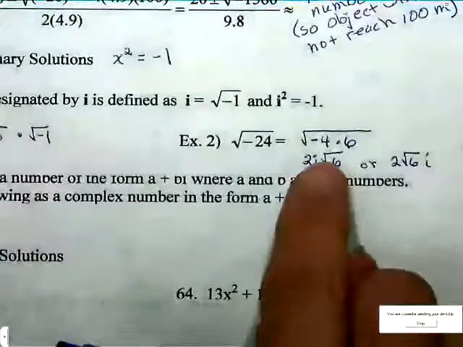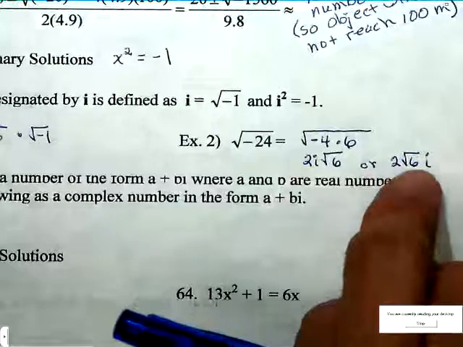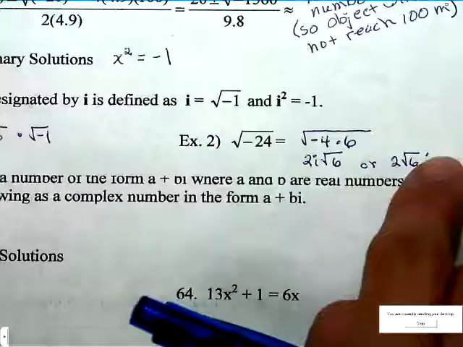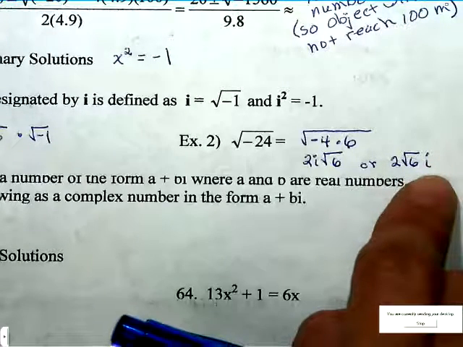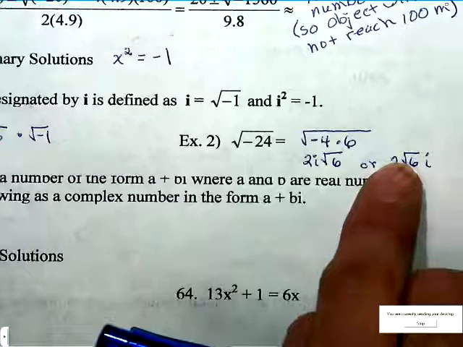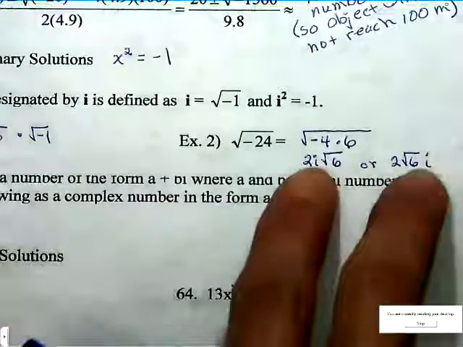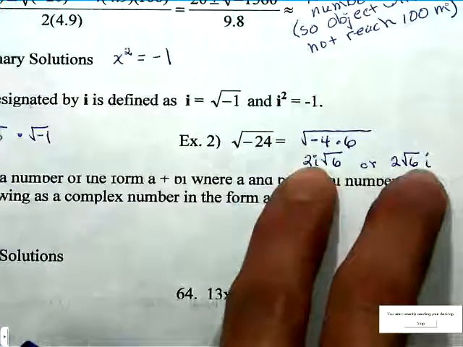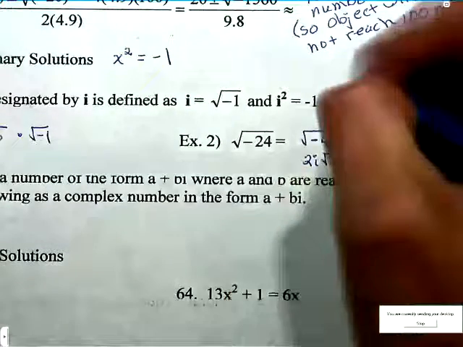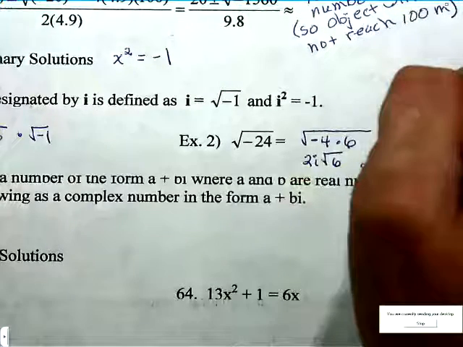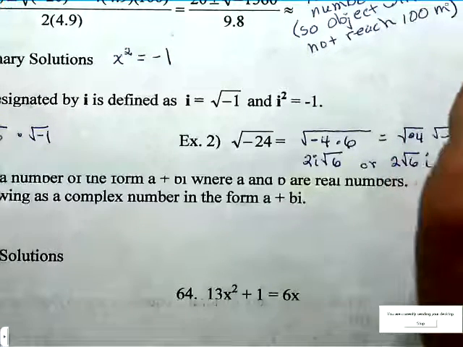But the reason that I always write my answer this way is because if I write it the other way and you're copying it down, some folks make their radical too long and it looks like i is under the radical. It's not. It's not the square root of i. That's a whole other thing. It's just 2 square root of 6 times i. If I had written another step, Courtney, this would be it. Square root of 4 times the square root of -1 times the square root of 6.